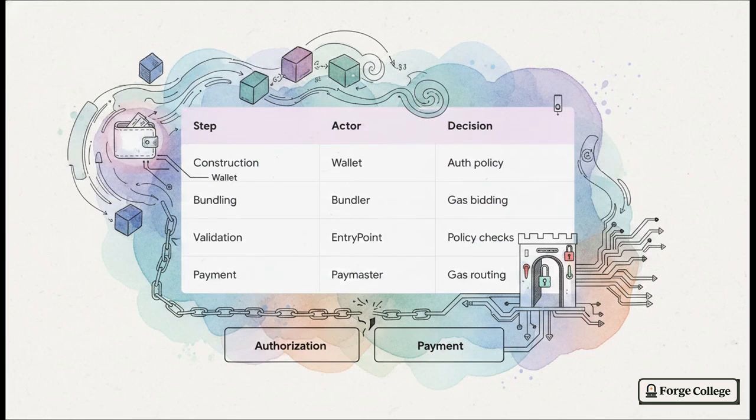By breaking it down this way, we can explicitly see who carries liability at every single touchpoint. The wallet is fully responsible for authorization. The bundler takes on the short-term risk of gas bidding and aggregation. The EntryPoint handles the strict policy checks, and the paymaster or bundler manages the complex gas routing. This explicitly separates authorization from payment, which is absolutely key to identifying where things can fail and exactly where you need to build in bulletproof security.